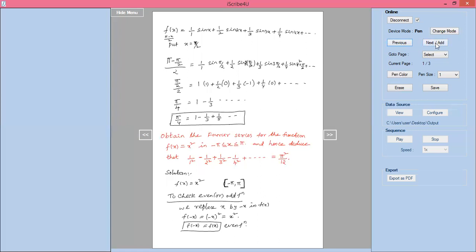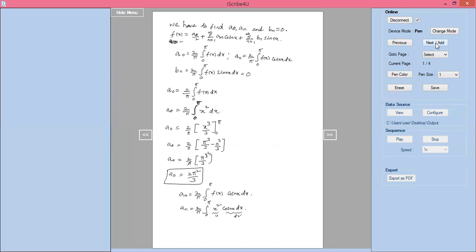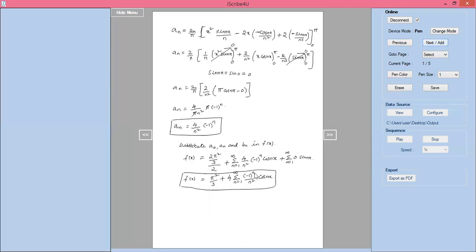That means no term will become 0 here. The first term has to come, the second term also has to come, the third term also has to come. That means 1 by 1 square, 1 by 2 square, like that. All the terms have to come. So what value we choose, by trial and error method we can choose: put x equal to 0 in f of x.